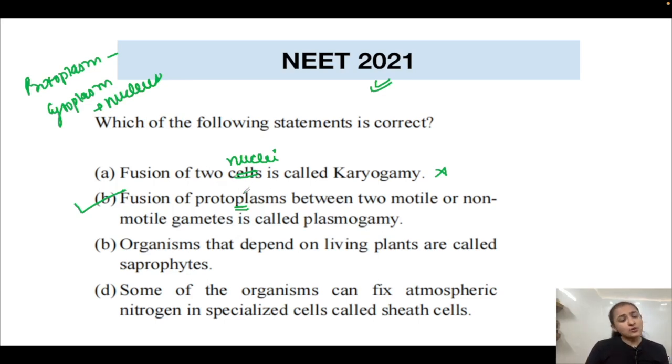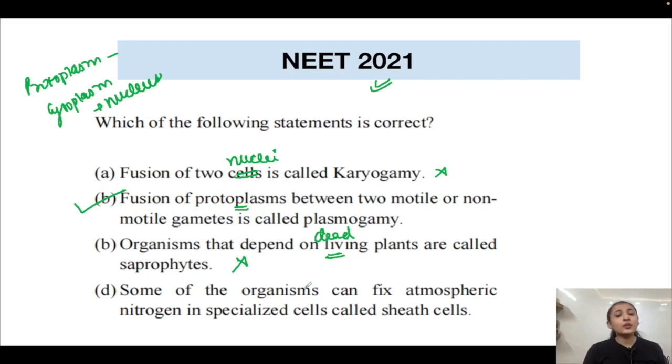Now, statement C is saying organisms that depend on living plants are called saprophytes. This statement is incorrect. If it was written organisms that depend on dead plants, then those organisms would be known as saprophytes. And not only plants, it could be animals also. So this statement is incorrect.